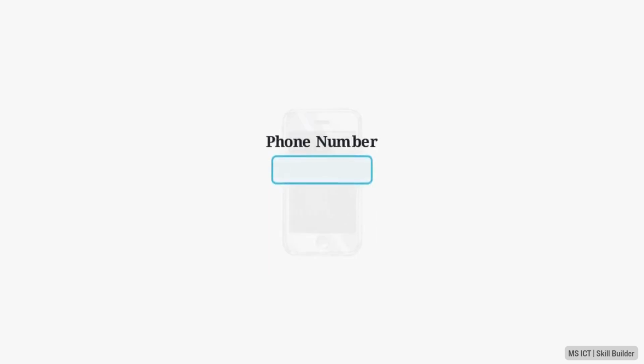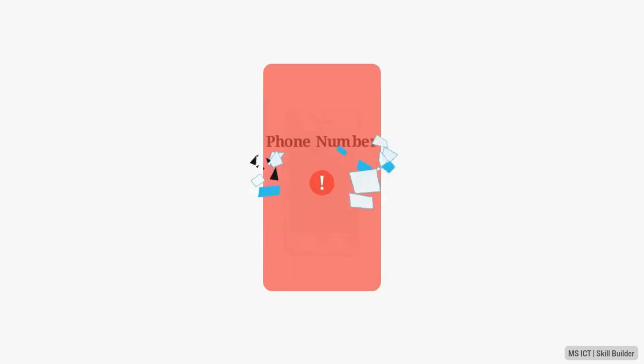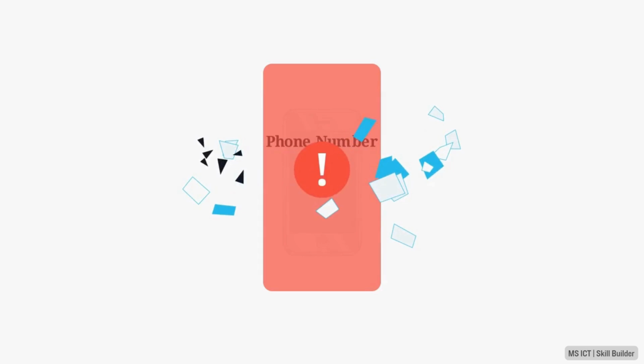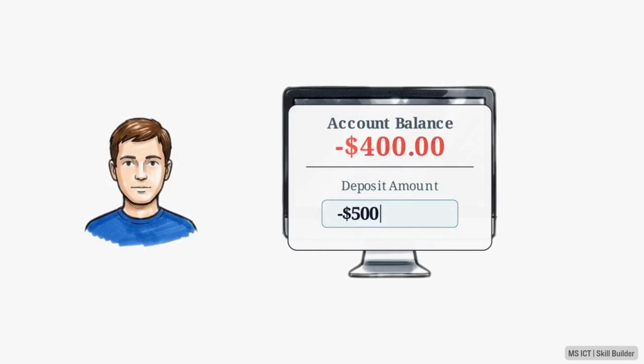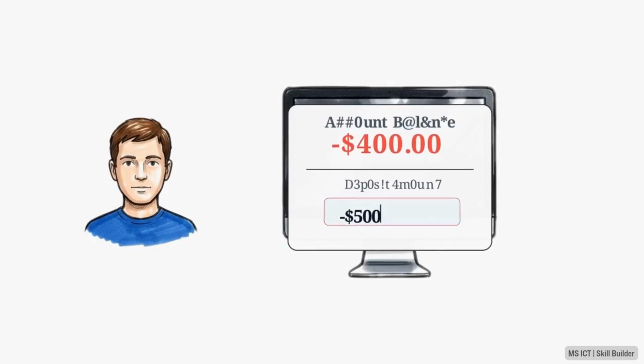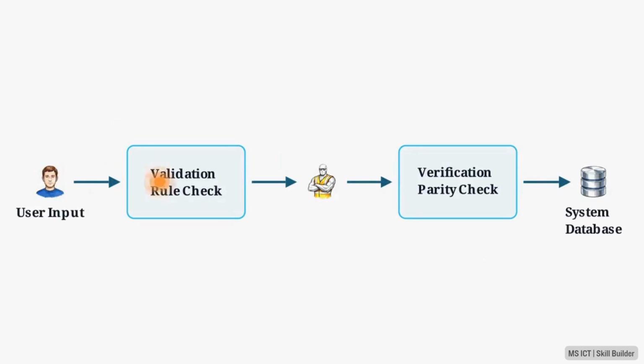If a computer blindly accepts bad data, like a letter in a phone number field, the logic crashes. If it accepts a negative number for a bank deposit, accounts get corrupted. To stop that, robust systems rely on two distinct lines of defense: validation and verification.